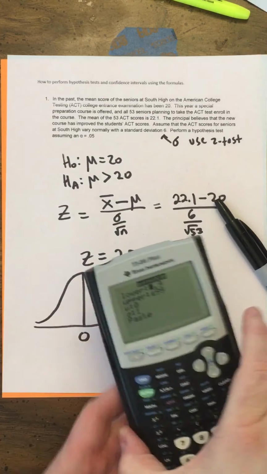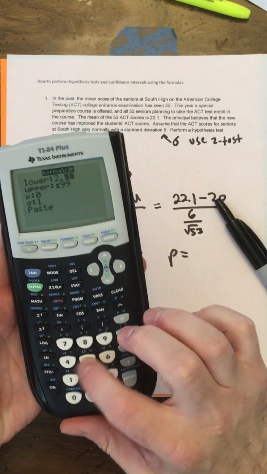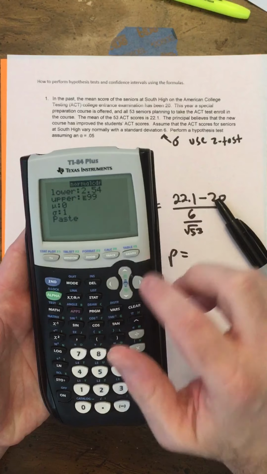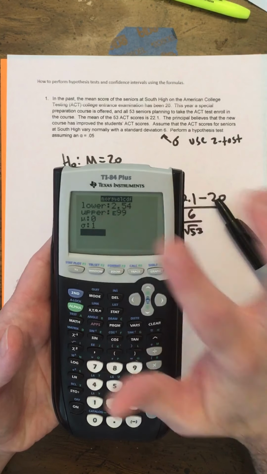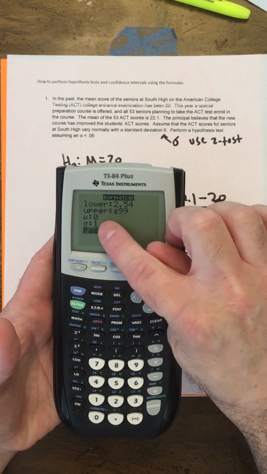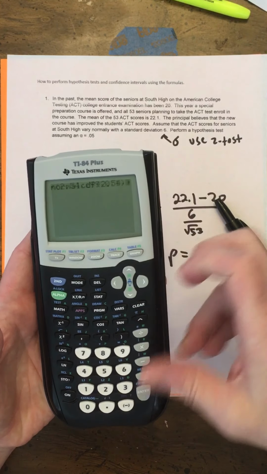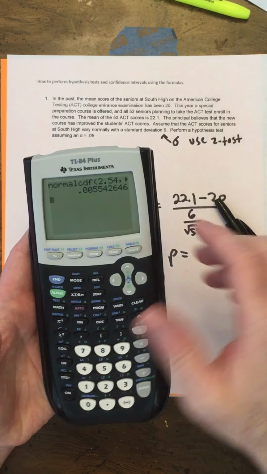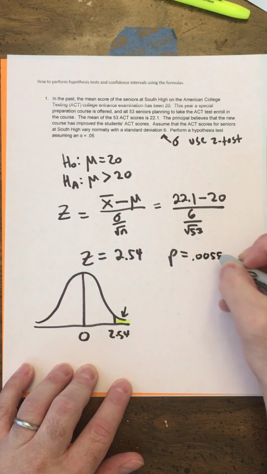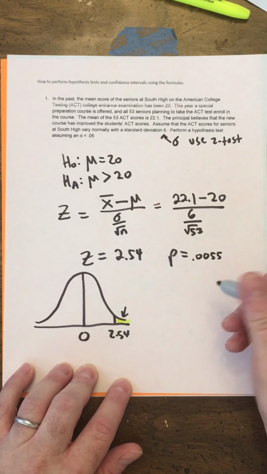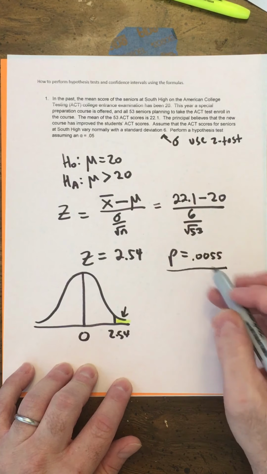So if we go to the calculator, we're going to put in 2.54 for the lower value, E99 for infinity, 0 and 1. Everything's standardized, 0 is the mean and 1 is the standard deviation. If we paste that, we get 0.0055. So the p-value is 0.0055. That's less than 1%, okay? So what happens when we have such a small p-value?